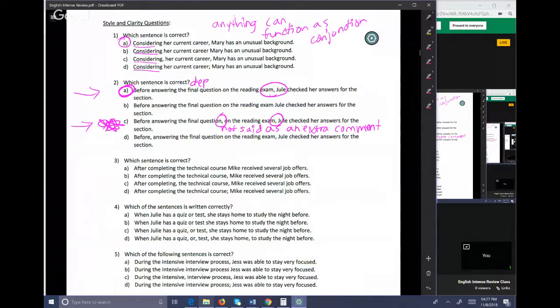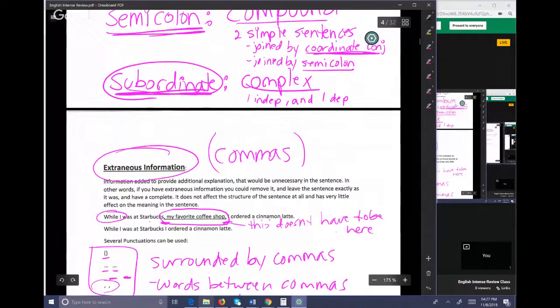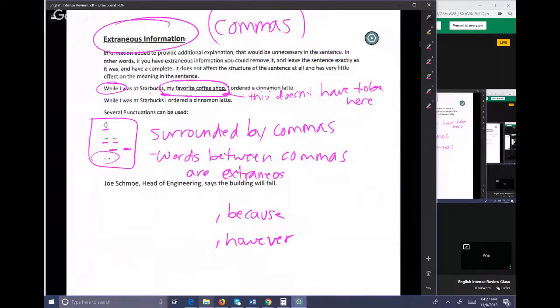So if we go back to what our extraneous was up here, while I was at Starbucks, my favorite coffee shop, I ordered a cinnamon latte. I'm not trying to blend that extraneous into what comes before it. So I'm not trying to say this like, while I was at Starbucks, my favorite coffee shop, I ordered a cinnamon latte. I am pausing here, and I am pausing here, and I am essentially inserting a comment. So there's a comment that I am inserting by having those commas that way.